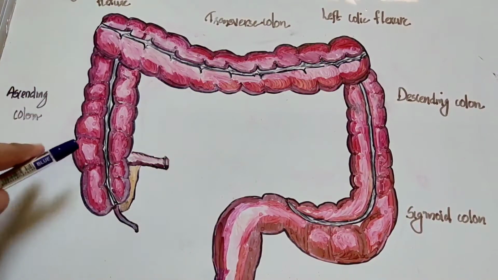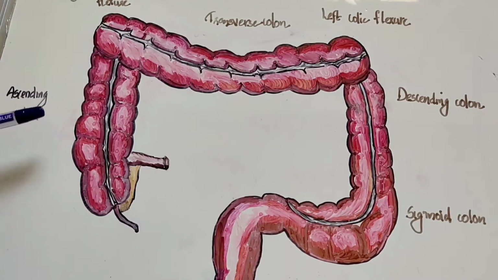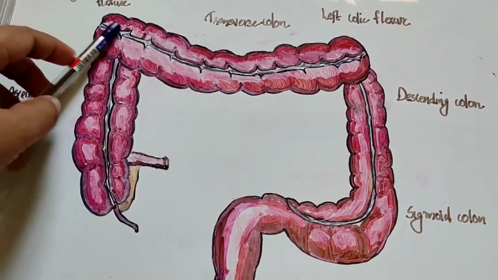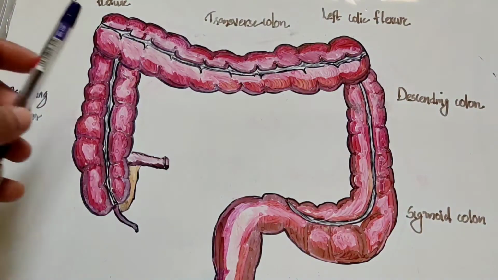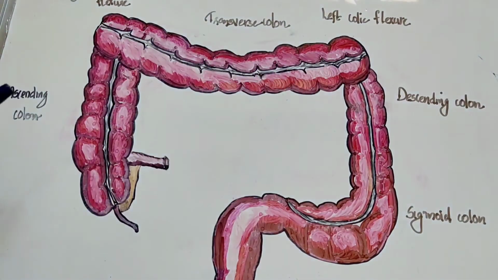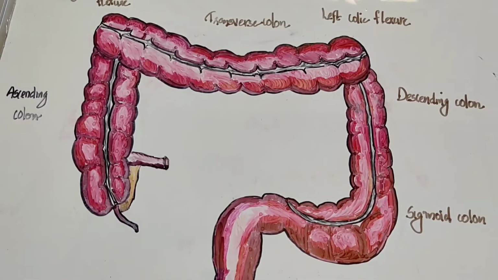So this is the ascending colon. It extends from the cecum to the inferior surface of the right lobe of the liver. In this figure you cannot see that. I will show another figure which shows the correct position of the ascending colon. From the inferior surface of the right lobe of the liver, it bends to form the right colic flexure. So this is the right colic flexure and it continues with the transverse colon. This ascending colon is about 12.5 centimeters long. So that is about the ascending colon.